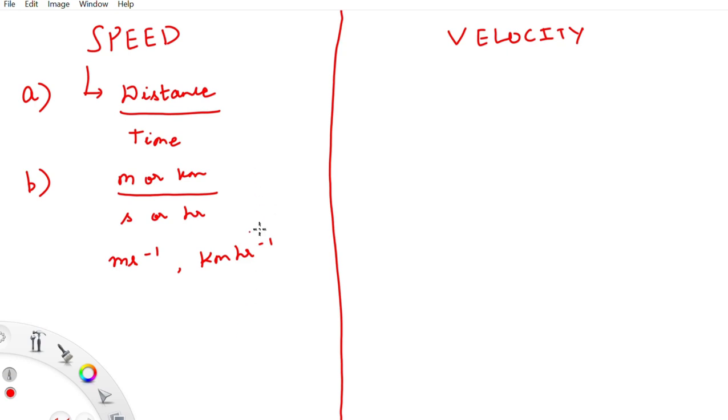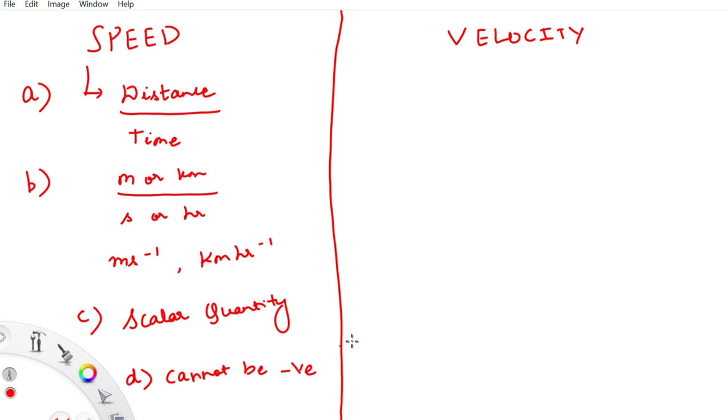Now, since we learnt in our previous lecture that distance is a scalar quantity, it does not have any kind of direction associated with it. So, as a result, speed is also a scalar quantity. We also learnt in the previous lecture that distance can never be negative. So, if distance can never be negative, then speed also cannot be negative.